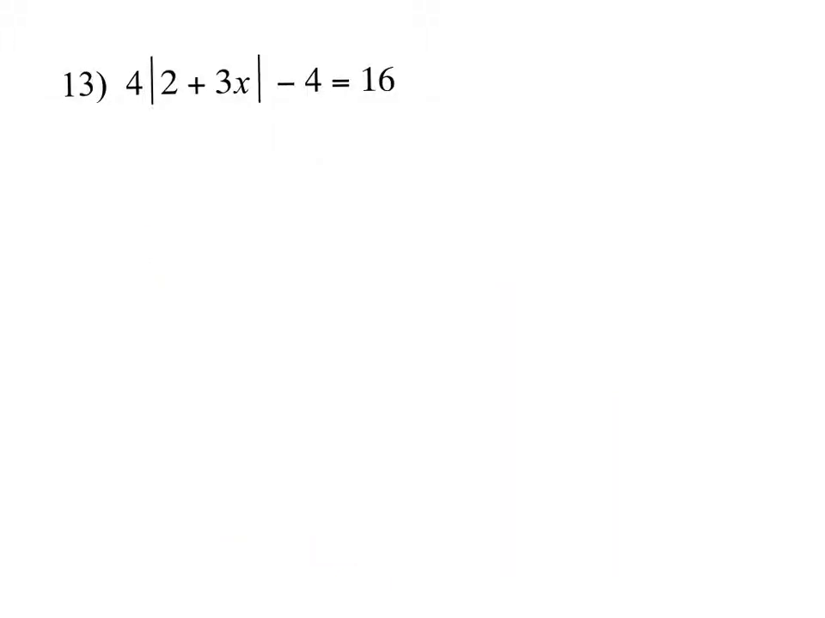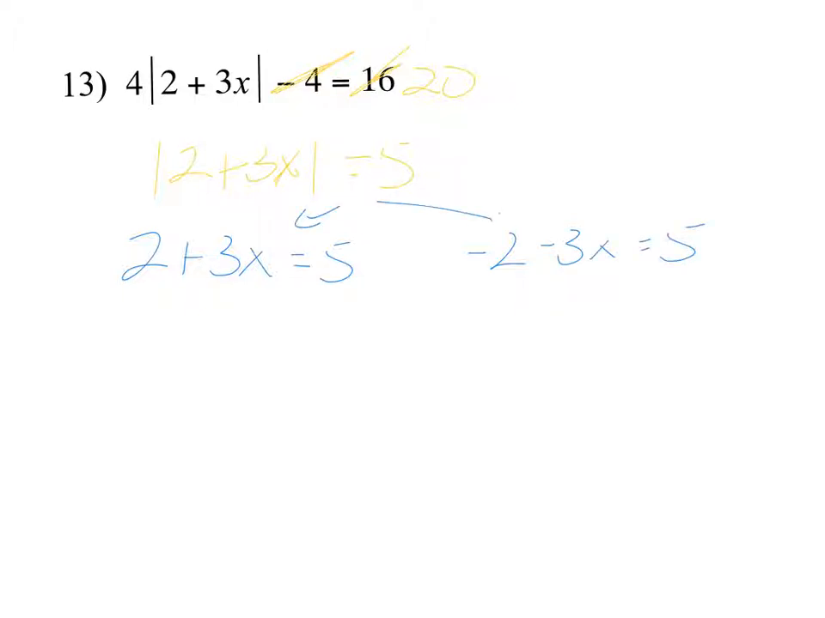Another absolute value equation. I'm going to start by adding 4 to both sides to make this 20. And then divide both sides by 4 to get the absolute value of 2 plus 3x is equal to 5. Okay, let's break this into two equations. 2 plus 3x is equal to 5, and negative 2 minus 3x is equal to 5. These are my two equations that come from the absolute value equation.